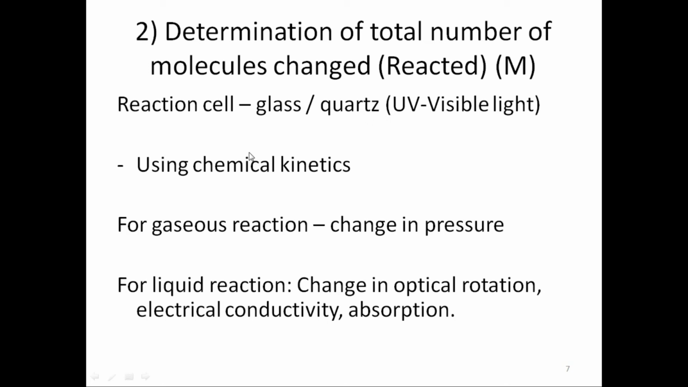If reactants are gases and the reaction involves increase or decrease of volume, then the rate is determined by measuring the change in pressure. Sometimes change in optical rotation, electrical conductivity or absorption of radiation is the method used to determine the rate of reaction. Using these, the total reactant molecules are determined, and these two values are then substituted in the quantum yield formula, and based on that we can calculate quantum yield. So let us solve some of the problems.